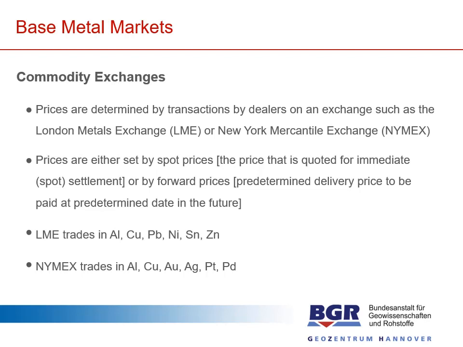Base metal prices are usually fixed at commodity exchanges. So the prices are determined by transactions between dealers on an exchange such as the London Metal Exchange or the New York Mercantile Exchange. The prices are either spot prices, that means the price quoted for immediate settlement, or they are forward future prices, a predetermined delivery price to be paid at a predetermined date in the future. The London Metal Exchange has prices for aluminium, copper, lead, nickel, zinc, and tin. And the New York Exchange fixes prices for aluminium, copper, gold, silver, platinum, and palladium.